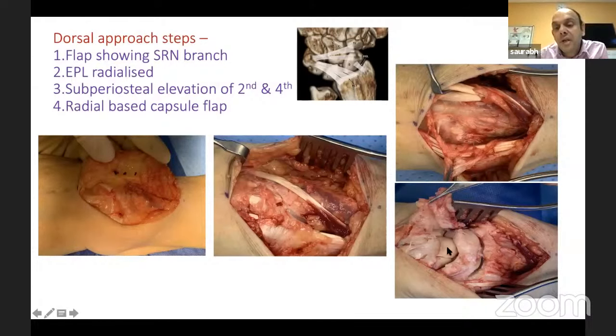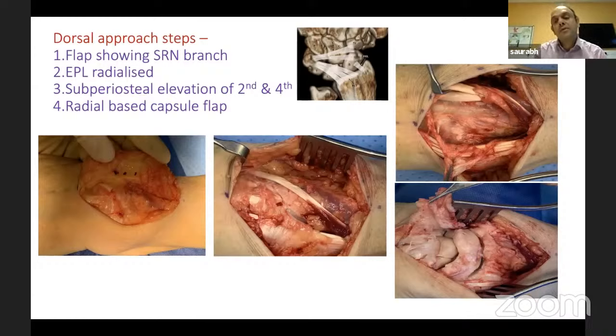The third step is to lift my capsule. As you can see here, I've done a radial based flap, and you start seeing all your carpal bones. At this stage, you can address any ligaments, any bones, and deal with any perilunate injury pattern. A bit digressing, you can do wrist replacements and total or partial fusions. So the dorsal approach is the workhorse for any complex wrist work, and these are the three basic steps.